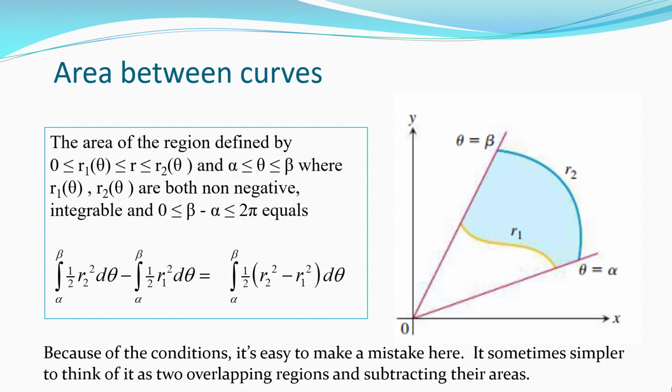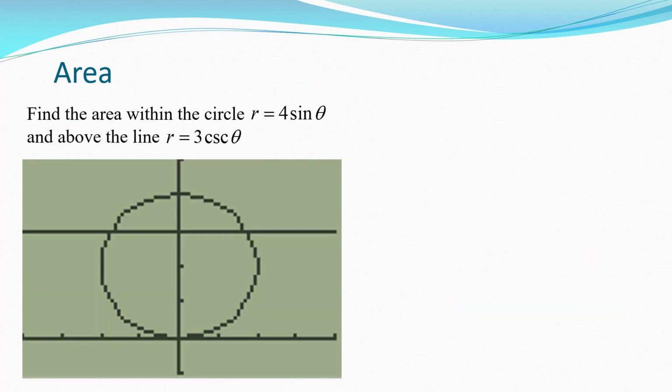So it might sometimes be helpful to think of it as two separate, non-overlapping regions and just subtract their areas. That way you can be careful with it. Let's find the area within the circle r equals 4 times sine of theta, and above the line r equals 3 times the cosecant of theta.